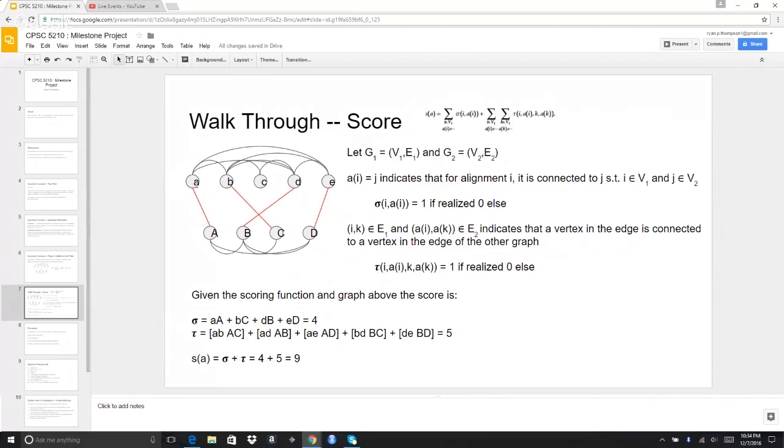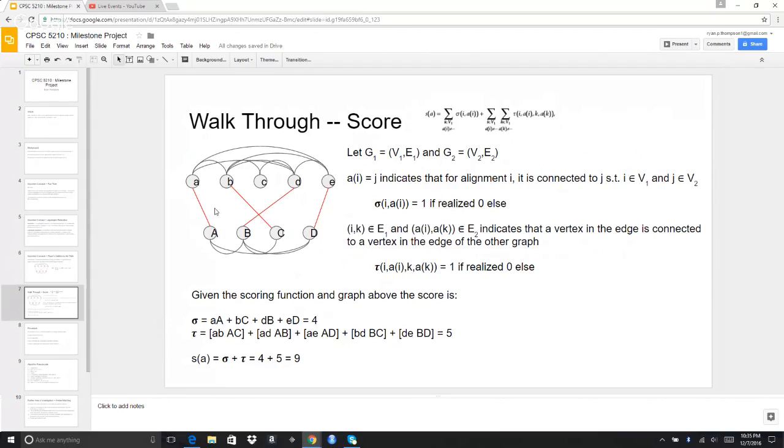Now A2: if I is still 1, and this goes to A of 2, which you say is B, that is not realized, so it'd get a 0. And then you're going to end up summing here. You'll sum over all the vertex connections. Once you've gotten a score for the vertex connections, you'll get a score for the edge connections.